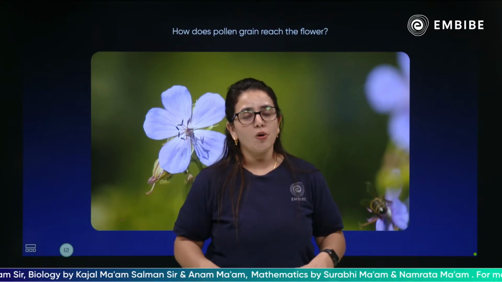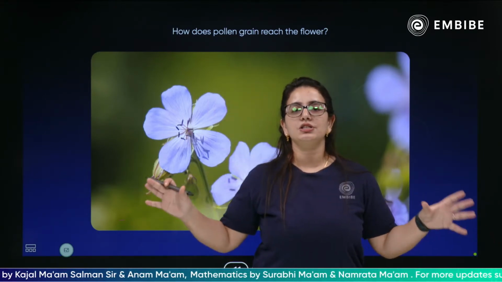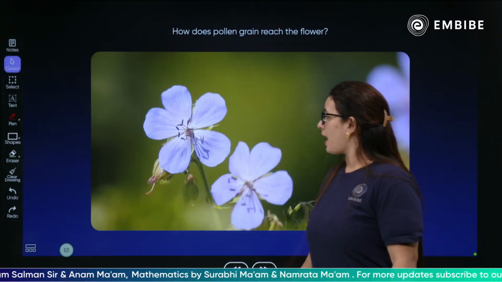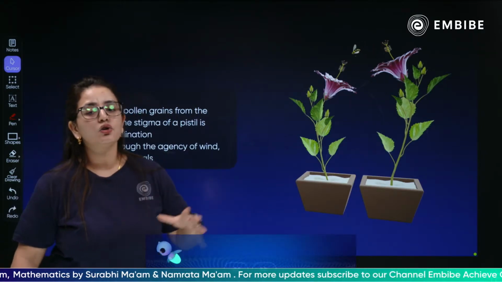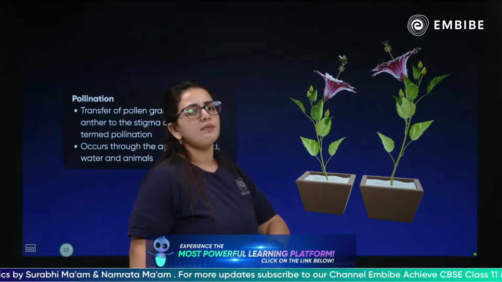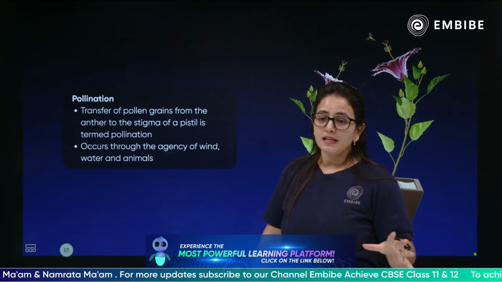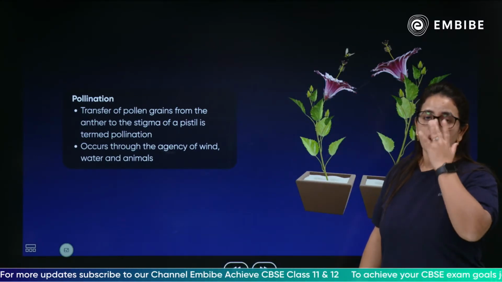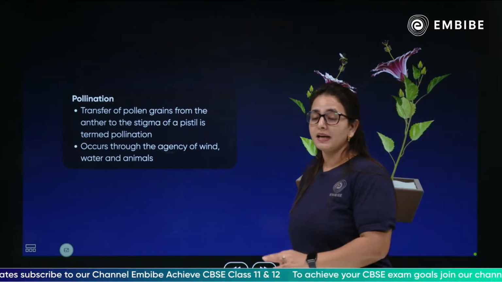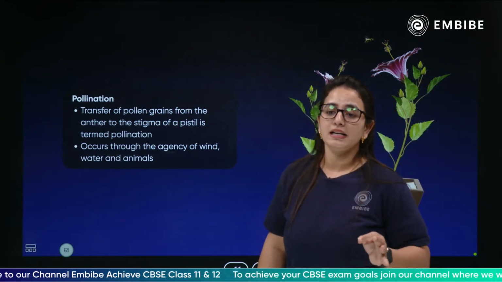So what is pollination? Pollination is the transfer of pollen grain from the anther to the stigma by any means. Simply put, it is the transfer of the male gamete to the female gamete. This is what you call pollination.